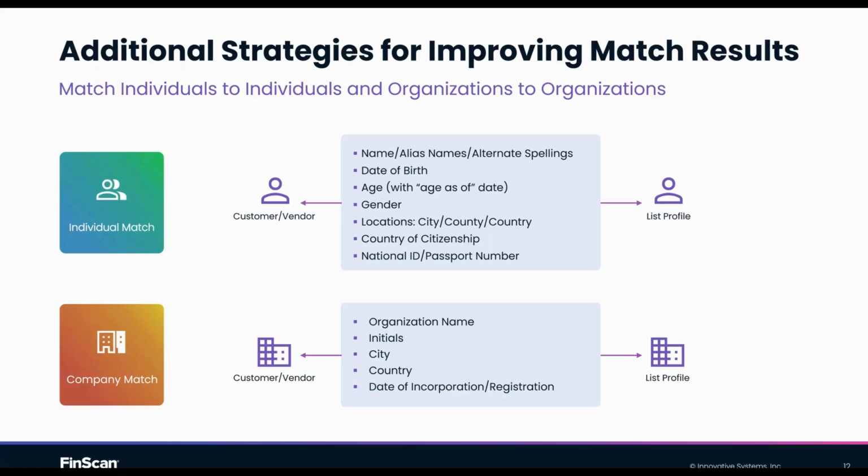For individuals, you've got certain key identifiers like date of birth, and therefore from that age. You've got gender, you've got national ID and passport numbers. Whereas for organizations, you do have, for instance, date of incorporation, but it's not always well populated. And certainly you've got certain registration numbers, tax numbers, but again, not always necessarily well populated list data.